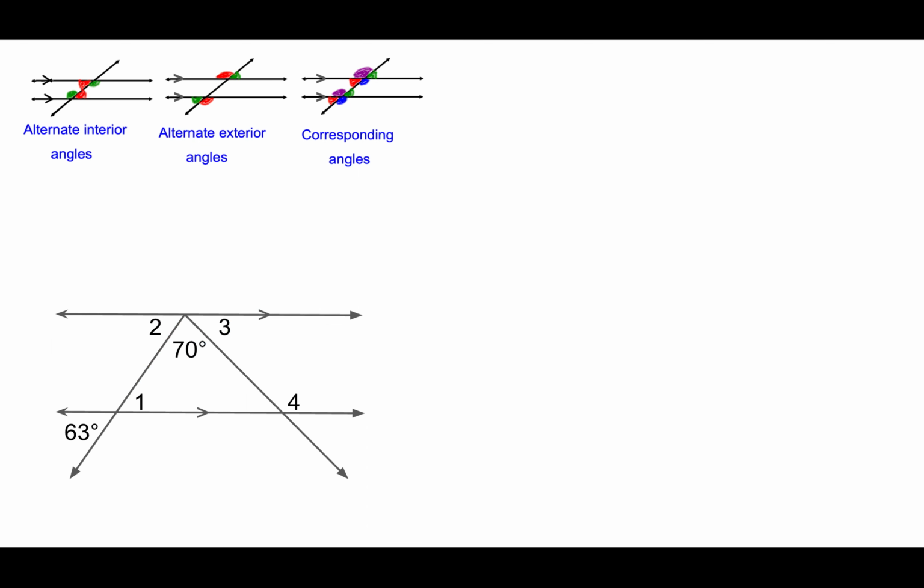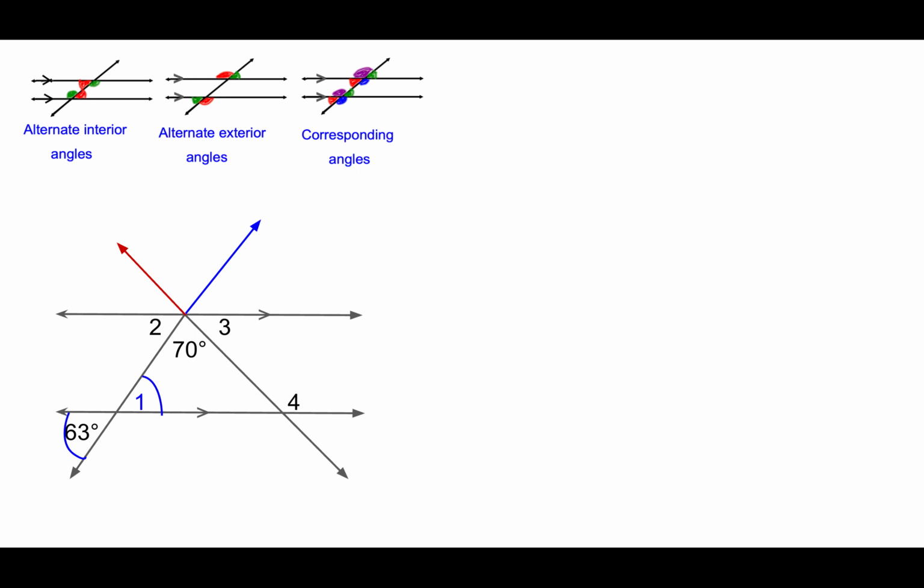Now let's look at this one. I notice that I have a set of parallel lines, and it looks like a transversal here and a transversal here. Let's extend them so we can see it a little bit better. So we have two different transversals going through one set of parallel lines. Let's see if we can figure out angle 1.